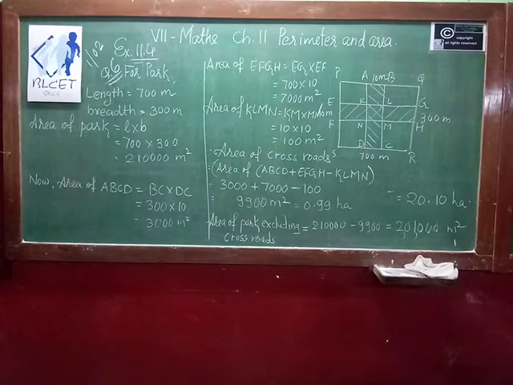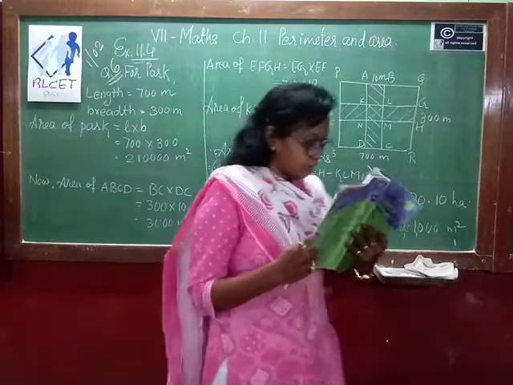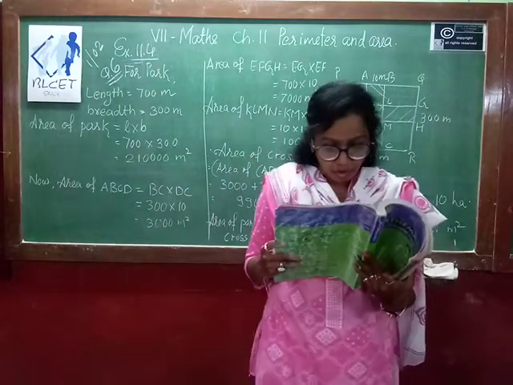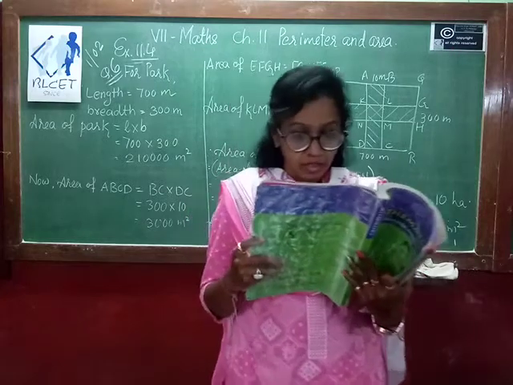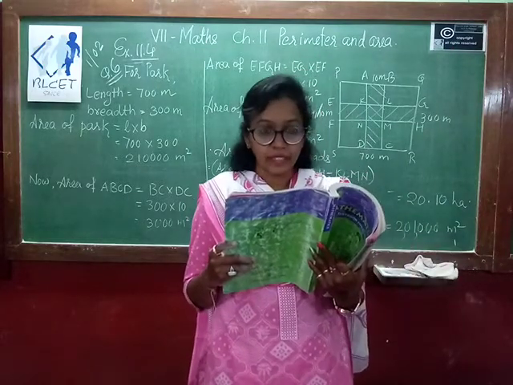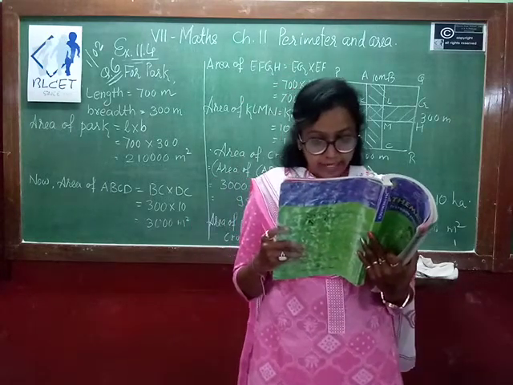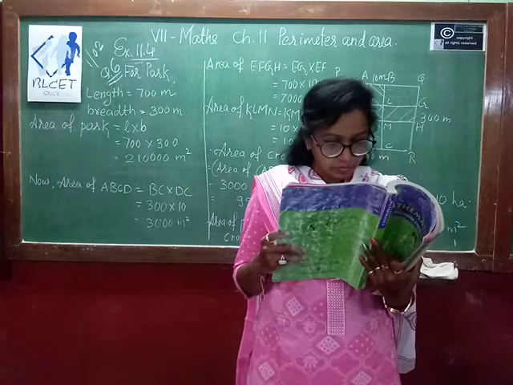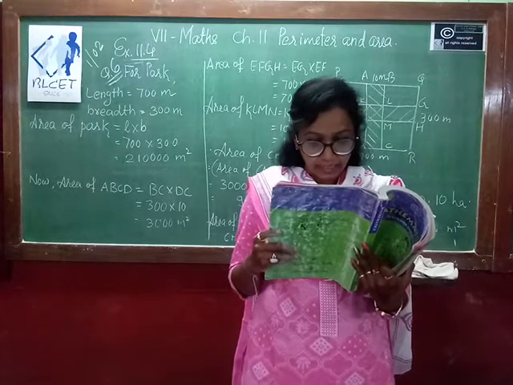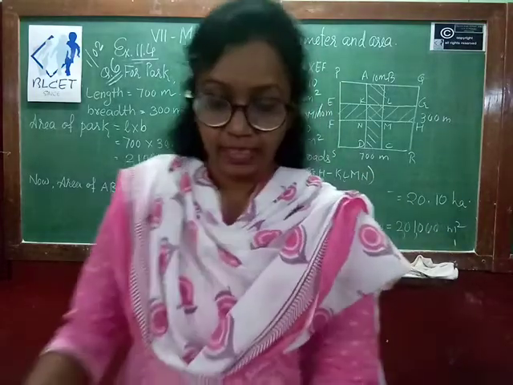See the sixth question. The question is, two cross roads each of width 10 meter cut at right angles through the center of a rectangular park of length 700 meter and breadth 300 meter and parallel to its sides. Find the area of the roads. Also find the area of the park excluding cross roads. You have to write your answer in hectares.